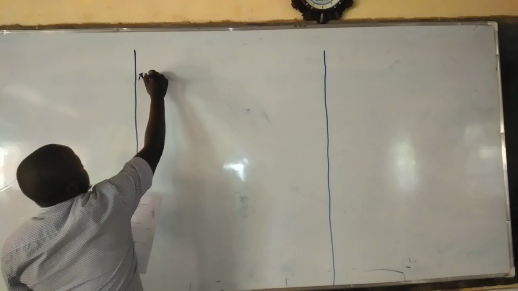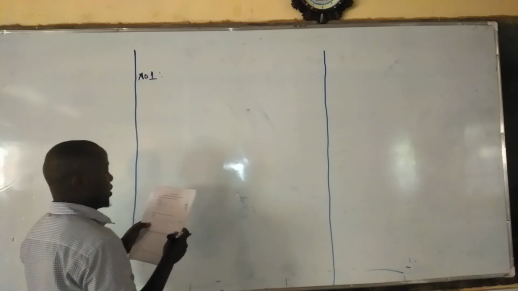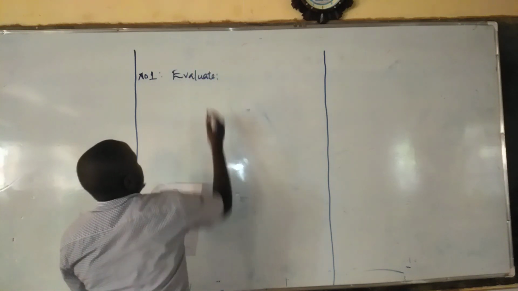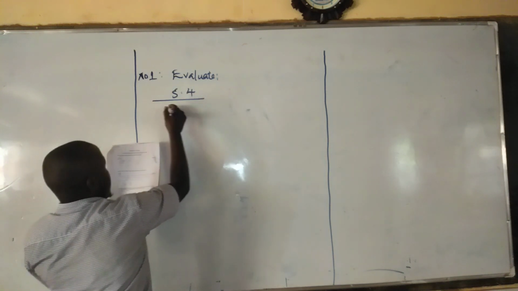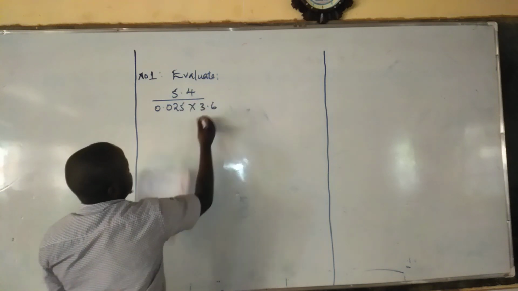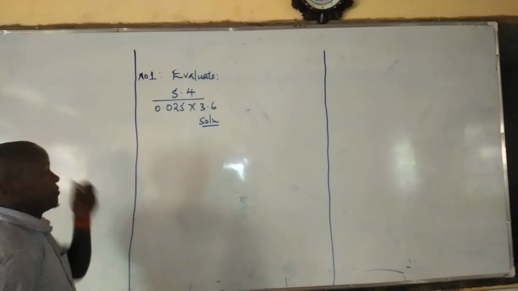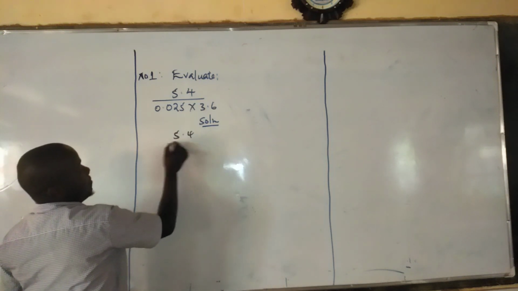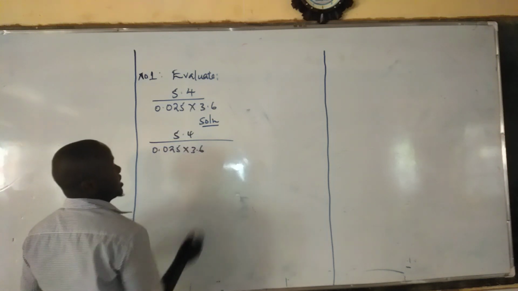So number 1, the question reads: without using tables or calculators, evaluate 5.4 divided by 0.025 times 3.6. And you are given 3 marks to solve this one. Therefore, these are very familiar concepts. 5.4 all over 0.025 times 3.6.